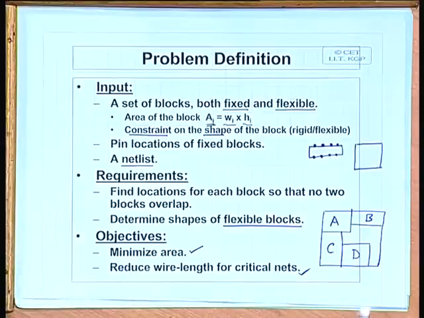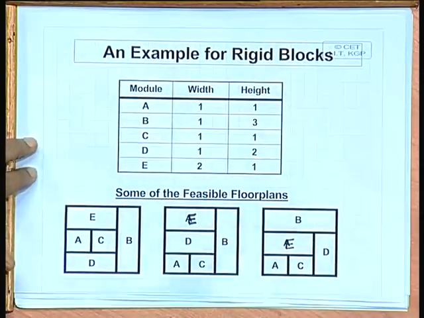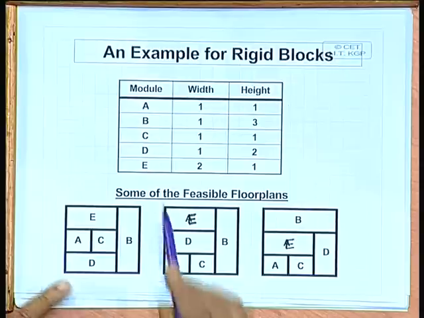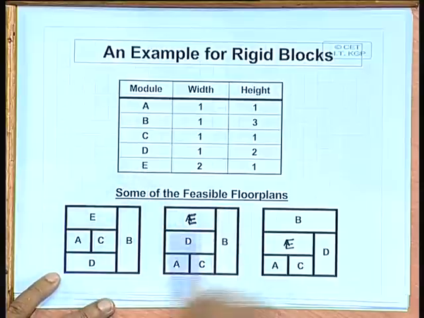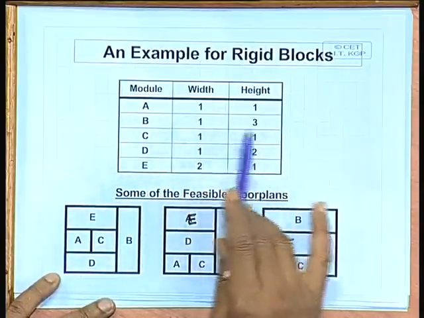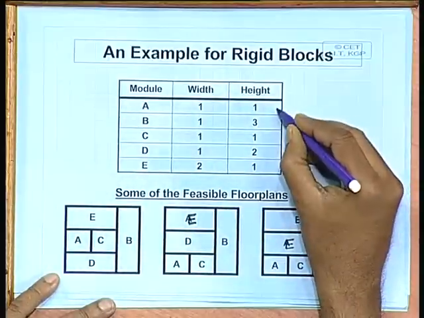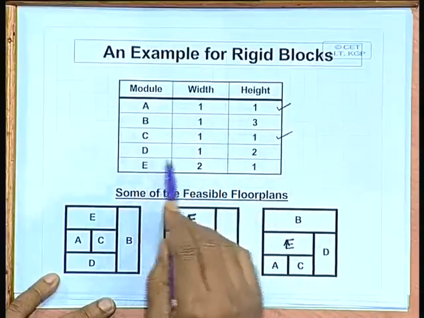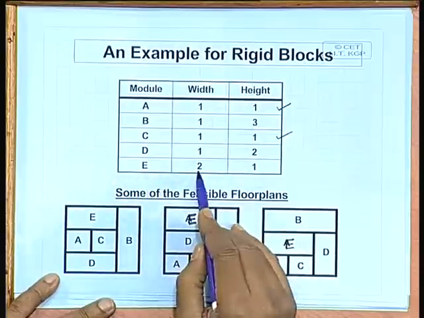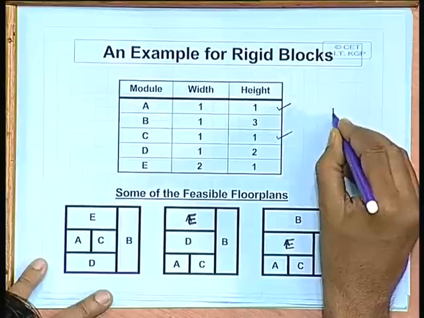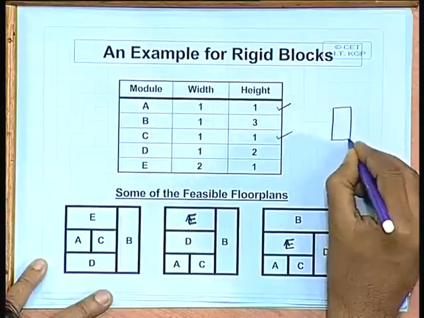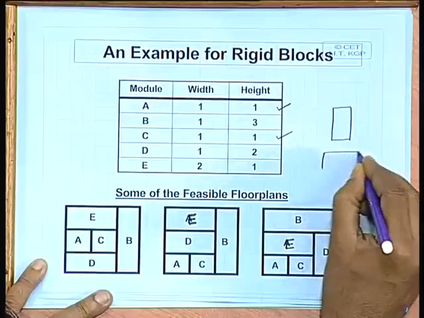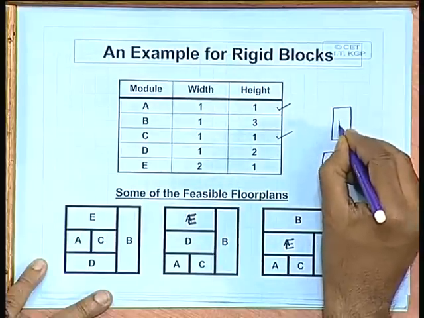Okay. So, let us take a simple example for fixed blocks and see how a floor plan really looks. Here we have taken a very simple example with 5 modules A, B, C, D, E, and in terms of some unit, the width and height of the blocks are also given. As you can see, the blocks A and C are the smallest, each of width 1 and height 1. D has width of 1 and height of 2, E has a width of 2 and height of 1. So, D looks like this and E looks like this. This is your D, this is your E.